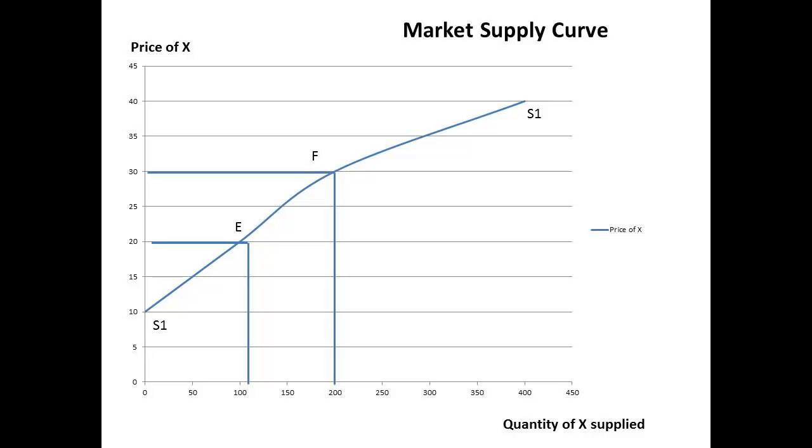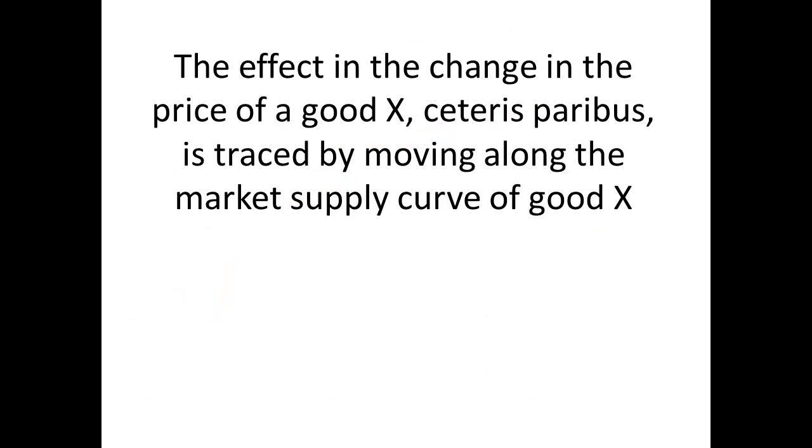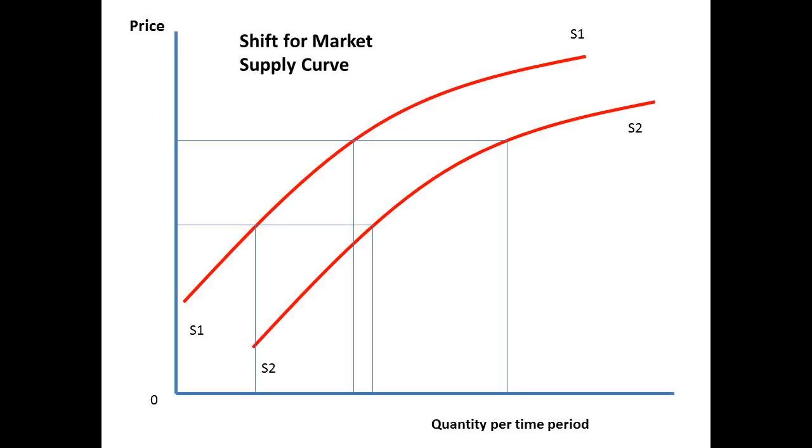The graph that is plotted shows the typical market supply curve. Note that to be meaningful, then a time period for the quantity of X supplied will be needed. The change in the price of X is traced along the market supply curve. Now let us consider what happens if we change another factor that will influence this curve. We can see that the market supply curve shows a shift. You will recall similar curves when we considered demand.